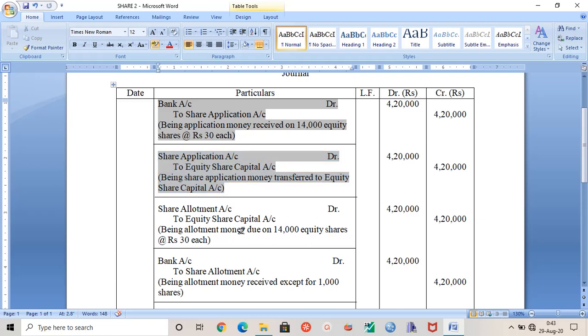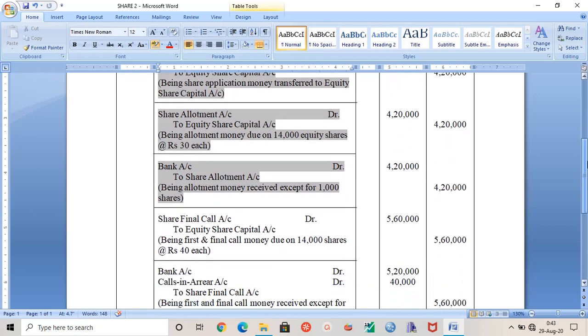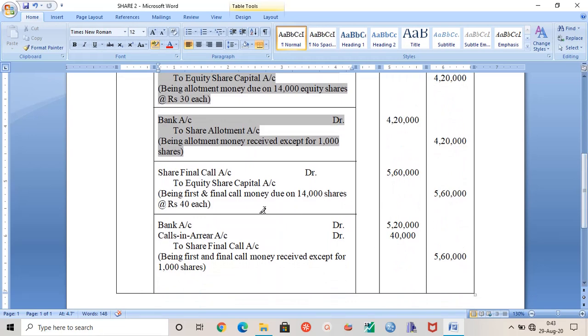After that, this allotment. Whenever we have to pass the entry for allotment money due, the entry will be share allotment account debit to equity share capital account. This means that the allotment money is due on the subscribed number of shares. After this, we will receive the allotment money, and the entry will be bank account debit to share allotment account.